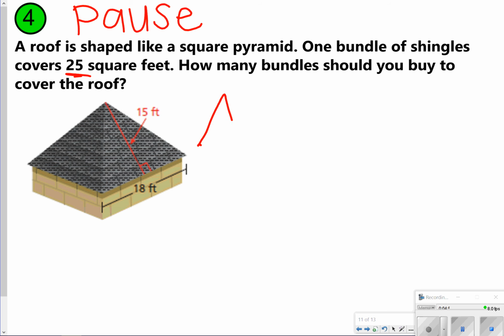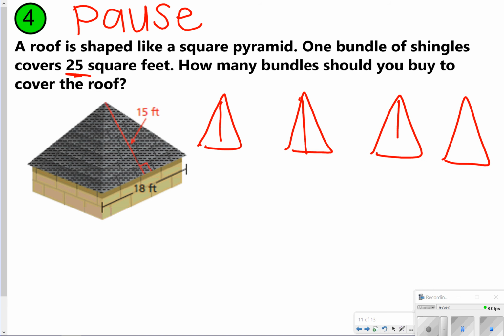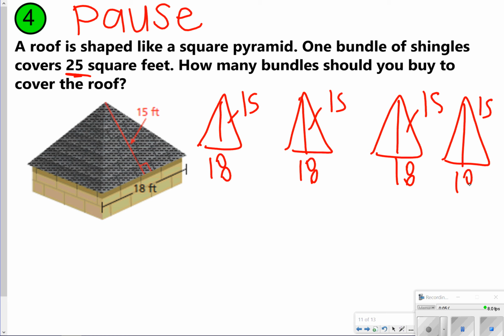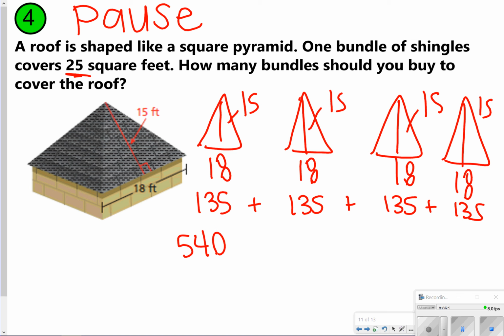Alright, so what I did here is I found all 4 of my triangles' dimensions first. All of them are going to be the same. It's all going to be a 15 by 18 triangle, excuse me. And then each one of these, when you find the area of them, is 135. 18 times 15 divided by 2 is 135. And then we're just going to add all those together, and we get 540. Okay, that's the total square feet of this roof.